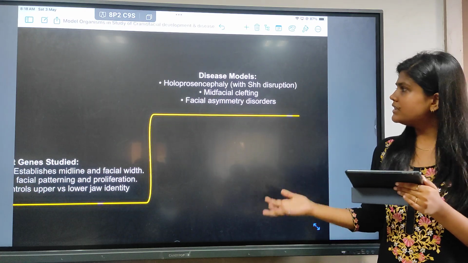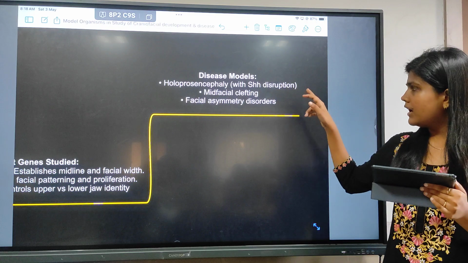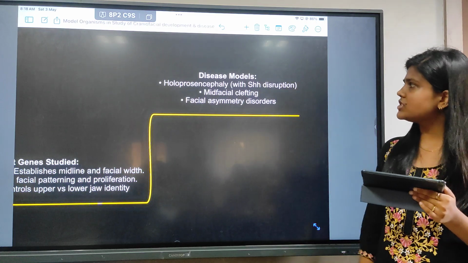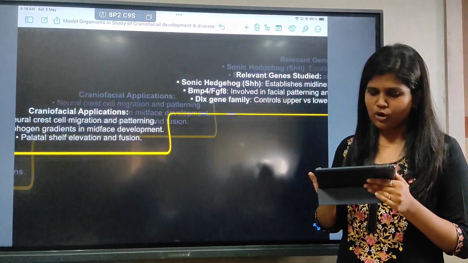So the disease models also: holoprosencephaly with SHH disruption, mid-facial clustering and facial asymmetry disorders can be studied in the chick model.